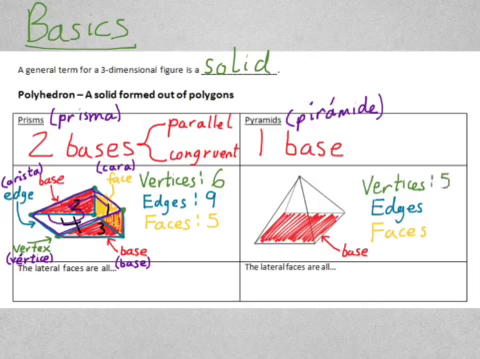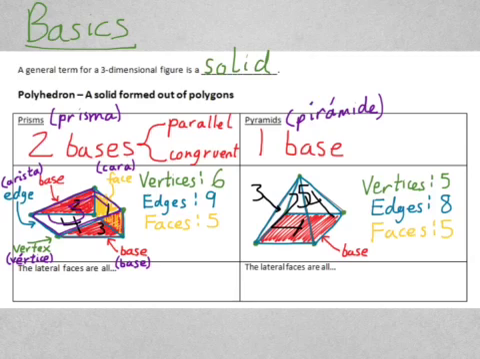There are 5 vertices. There's 1, 2, 3, 4, 5. How about edges? 1, 2, 3, 4, 5, 6, 7, 8. There are 8 edges. And faces. The bottom base counts as 1. The front triangle counts as 2. The left side 3, right side 4, and the back side 5. There are 5 faces.